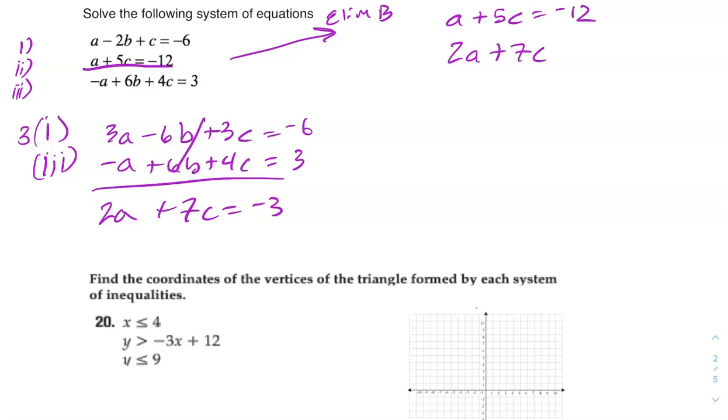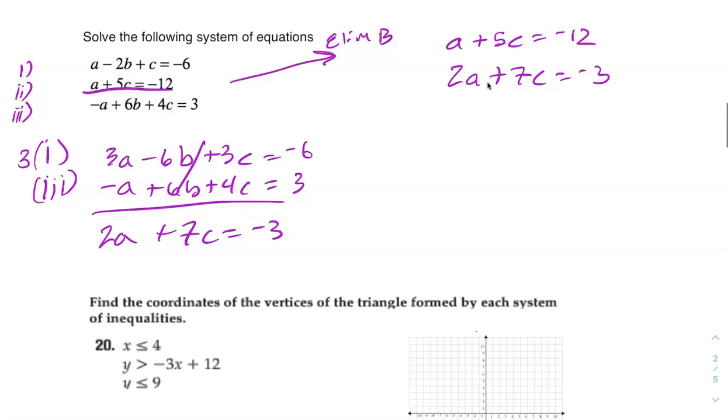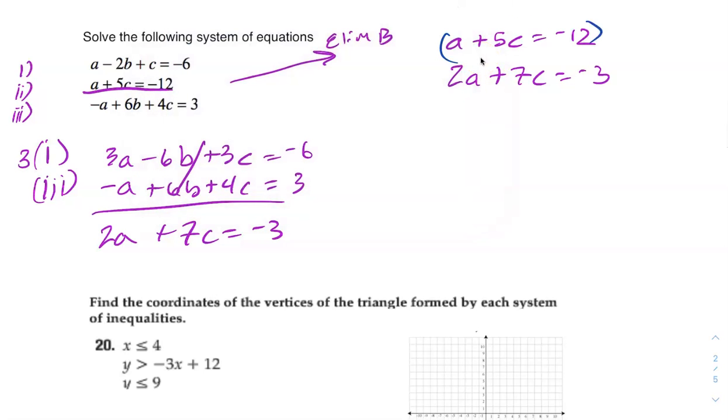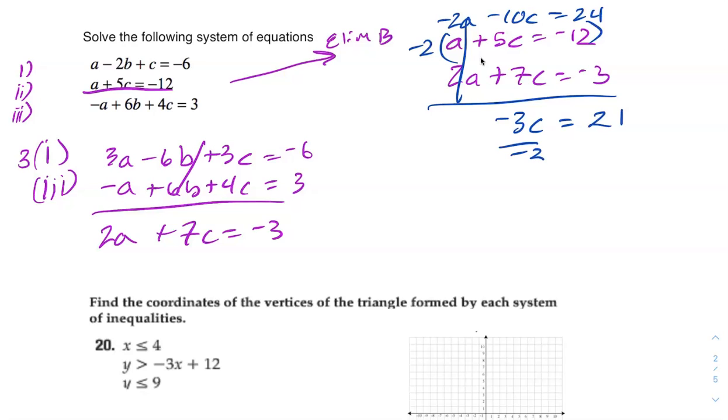I just got to solve these two like normal. Once I solve these two, I'll get a and c, and I can plug it into any one of these to find my b. If I want to solve here, I'll multiply the top row by -2. So I get -2a minus 10c equals 24. That way a's cancel out. I get -3c equals 21. Divided by -3, c equals -7.